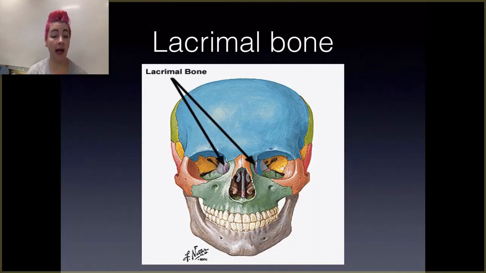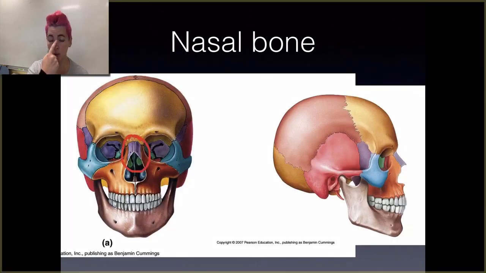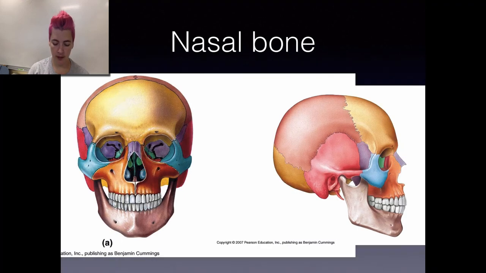The next bone is the lacrimal bone. The lacrimal bone is a very small bone on the inside of the orbit. Here and here, they're very small scale-like bones. They're right where your tear ducts come in. So they're right here on the inside of your eye. Then we have the nasal bone. The nasal bone makes up the bridge of your nose. So it'd be here or here.